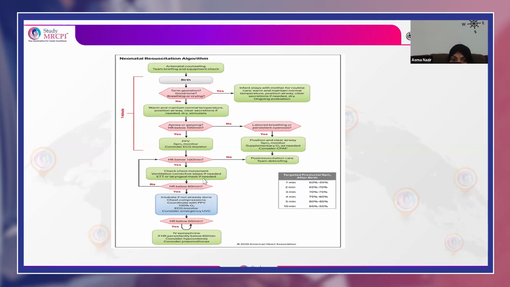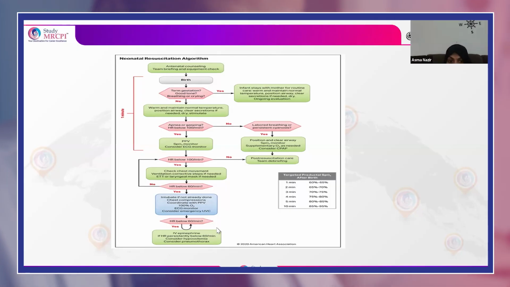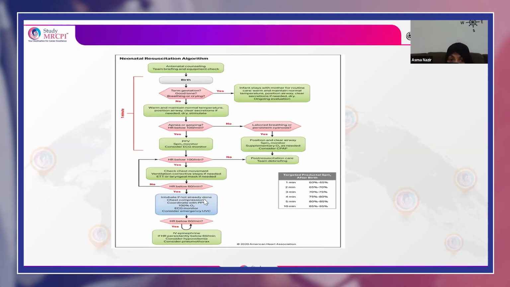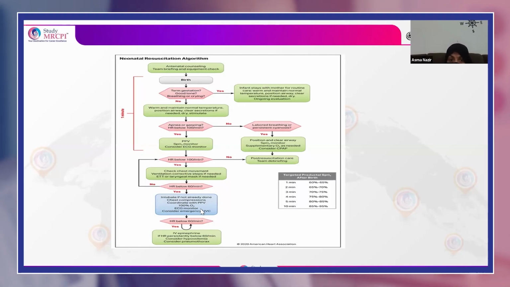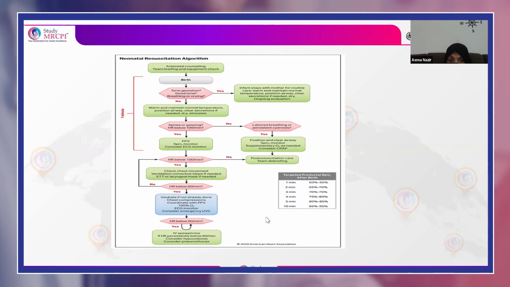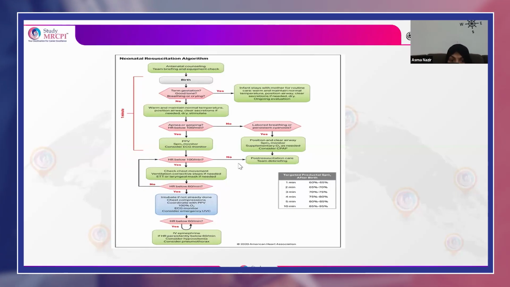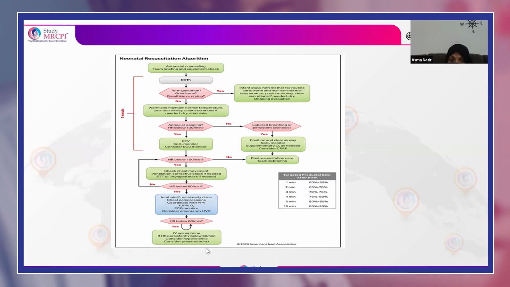And if the heart rate is below 100 per minute, we have to check the chest movements and take ventilation corrective steps. We have to pass the ETT if it is required. So now we have to check again the heart rate. If it is below 60 per minute, yes, we have to intubate. If not already done, we have to start the chest compressions, continue with the positive pressure ventilation, give 100% oxygen, and consider emergency. And if heart rate is still below 60 per minute, then we have to consider the drugs, IV epinephrine. If heart rate is persistently below 60 per minute, consider hypovolemia and consider the pneumothorax.